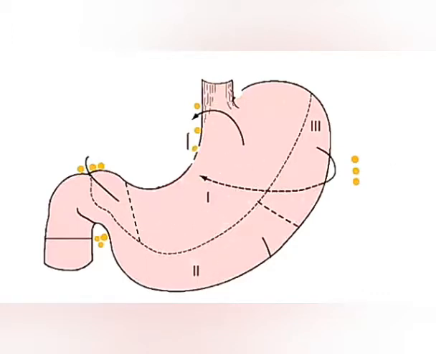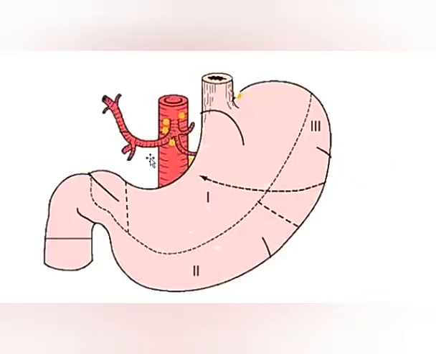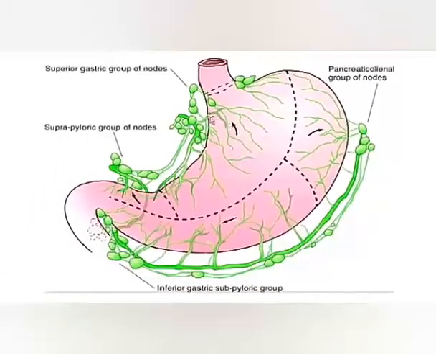Now what happens is all this drainage, from all these nodes, finally reaches the celiac nodes and the para-aortic nodes. So we can see both these nodes together. From all these nodes, it finally drains into the celiac nodes or the para-aortic nodes. So you can see the lymphatic drainage, the suprapyloric group, the infrapyloric or the subpyloric group. You always see the lymphatic drainage also parallels the venous drainage and arterial supply.